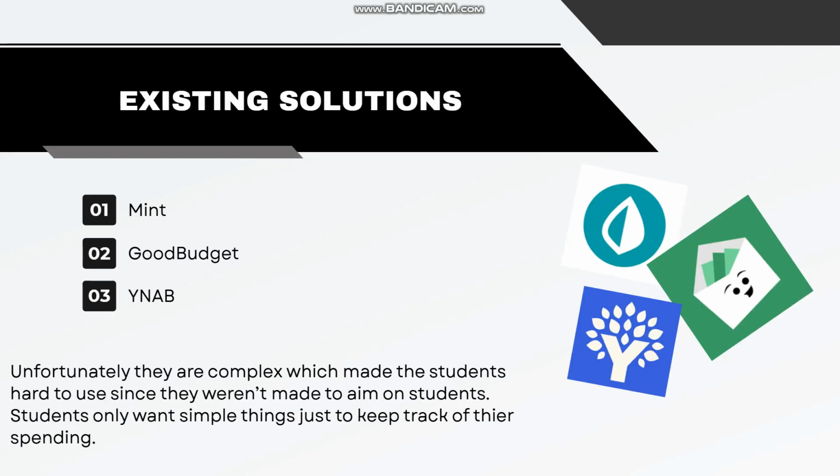So let's continue. For budget calculating finance apps, there are already quite a large number of them, but the reason why we still decided to develop ours is because they are too complex, which makes them hard for students to use. They were made to aim at small business organizations that want to open their business. Students only want simple things just to keep track of their spending. And existing applications, which are commonly known, are Mint, Good Budget, and YNAB.